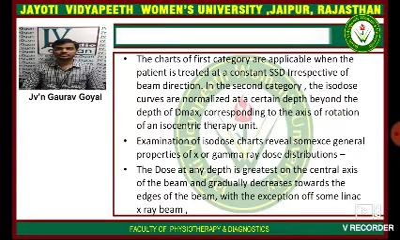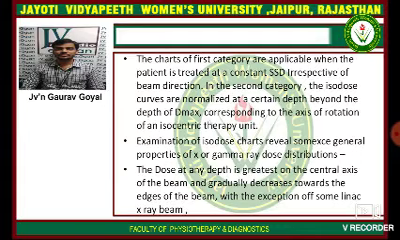The chart of the first category is applicable when the patient is treated at a constant SSD irrespective of beam direction. In the second category, the isodose curves are normalized at a certain depth beyond the depth of Dmax, corresponding to the axis of rotation of an isocentric therapy unit.